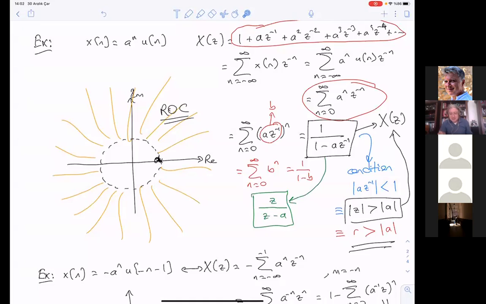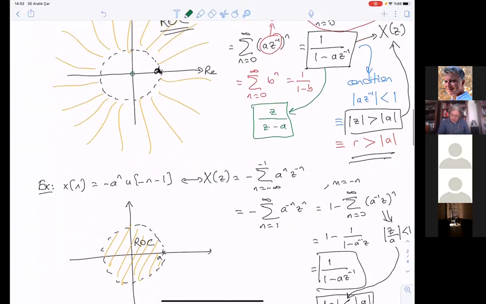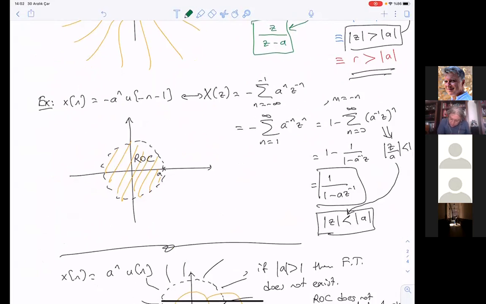Okay, be careful about the zeros too. So it will be wise for us to also put a 0 in the center like this, which is the correct way of making the representation. In fact, this one is also equal to Z over Z minus A. We can also write it that way. It's the same.